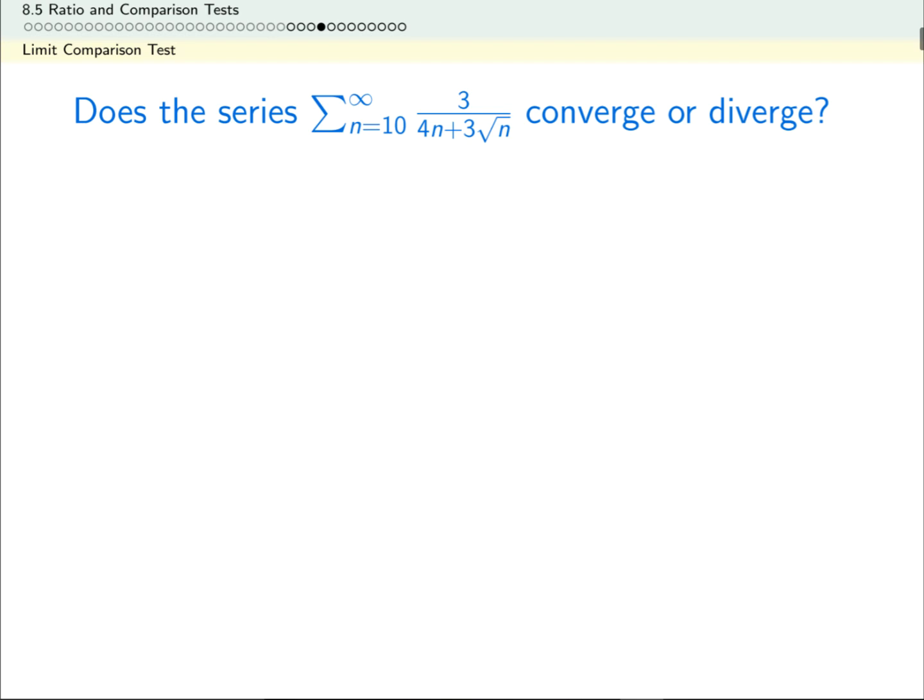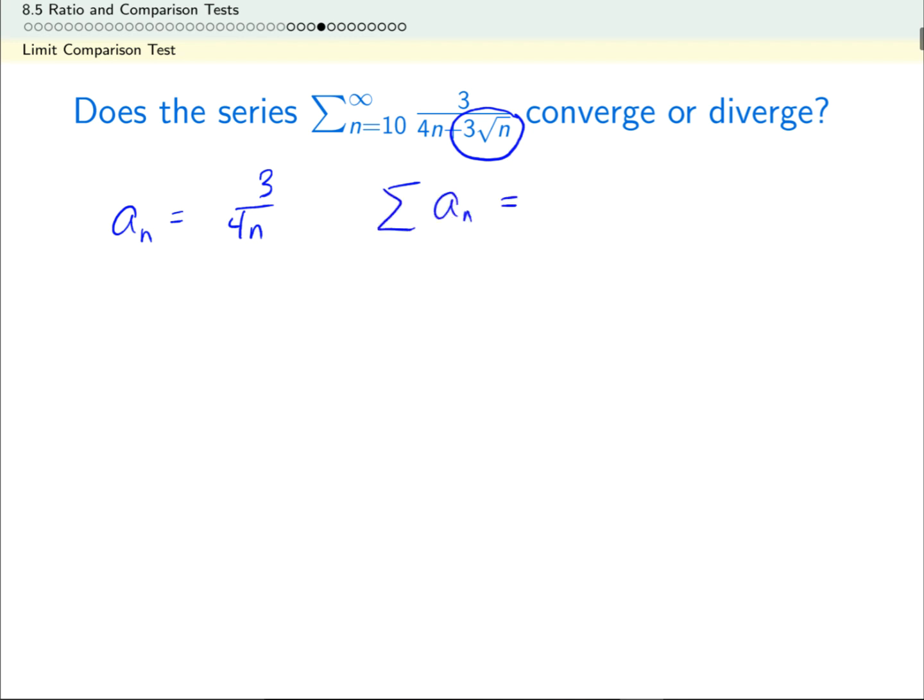Now let's think about this series. I need to compare it to something, and I'm going to try the same trick that we tried with the direct comparison test. I'm going to say when n gets really big, the larger power term, 4 times n, will matter more than the lower power term, 3 times the square root of n. So as a comparison series, I'm going to consider the series that has terms 3 divided by 4 times n.